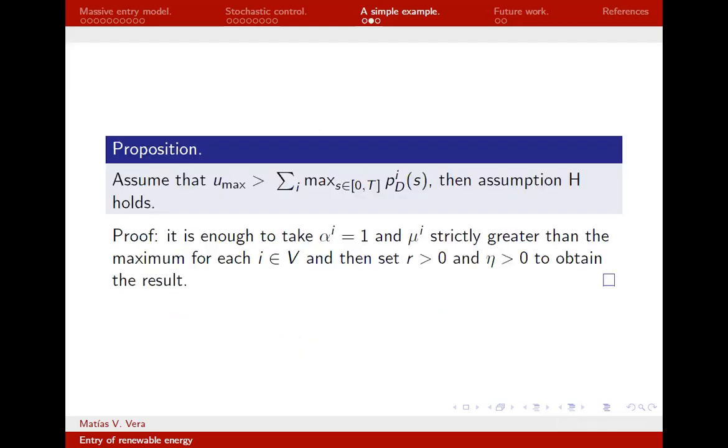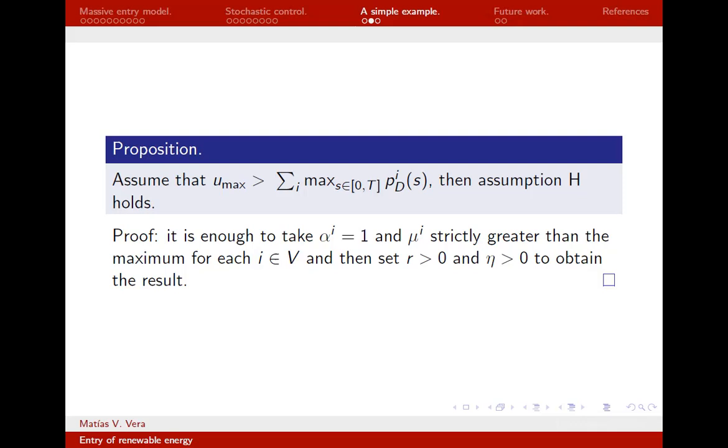So with this, a proposition is that if Umax, the budget, is big enough, then assumption H holds. It's really easy to prove. We turn off the volatility always in the boundary, and then we take an investment larger than at each point and at each node, and then we get the assumption. Okay. So we wrote the Hamilton-Jacobi-Bellman equation.